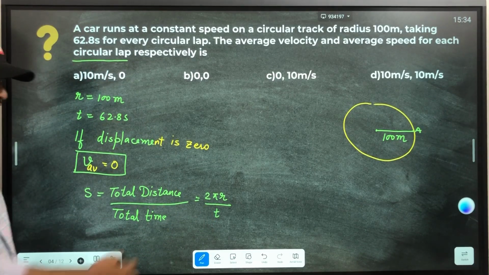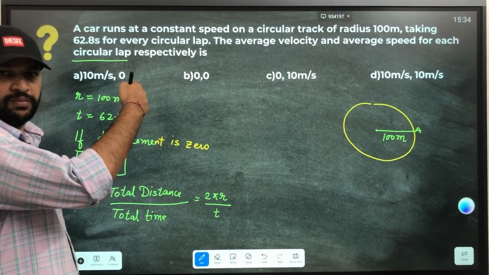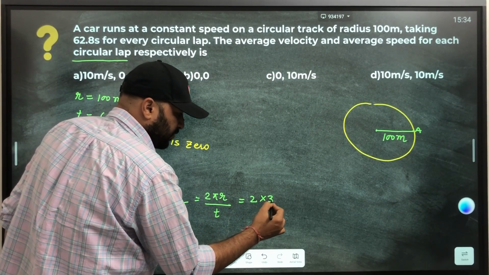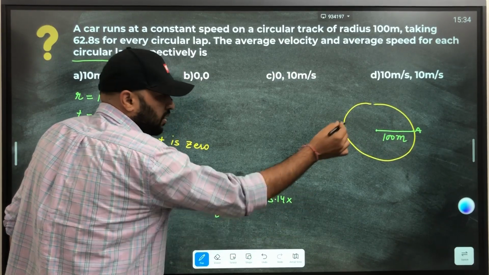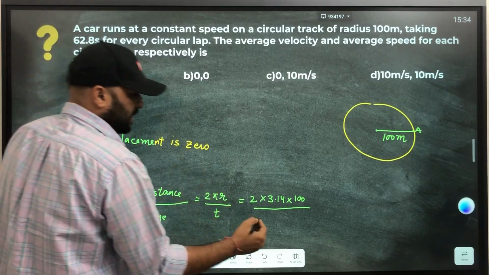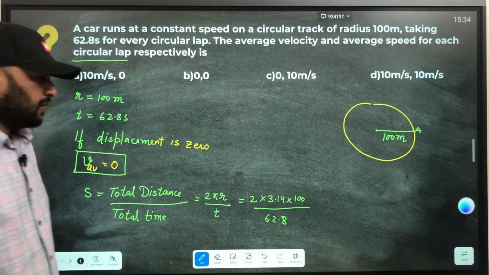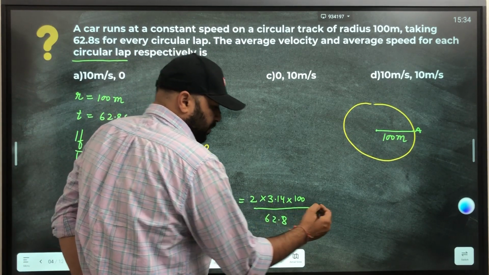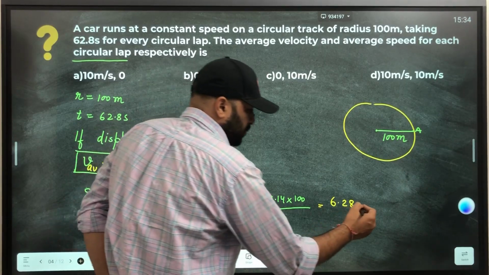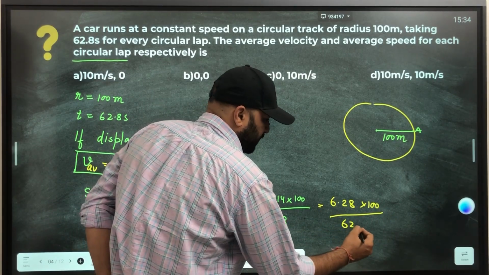Now we are given both of them. R is given in the problem and t is also given in the problem, right? So here it will be 2 pi. Pi is 3.14, I am assuming. R is 100 over here, and time t is given as per the problem as 62.8. Correct? I hope this is clear. Now let's simplify it fast. 2 into 3.14 will be 6.28, correct, into 100, whole divided by 62.8.